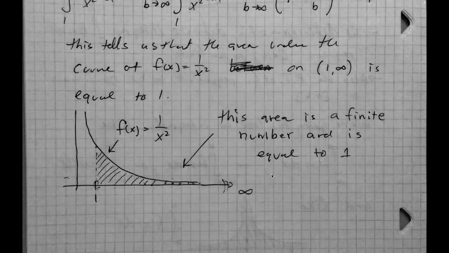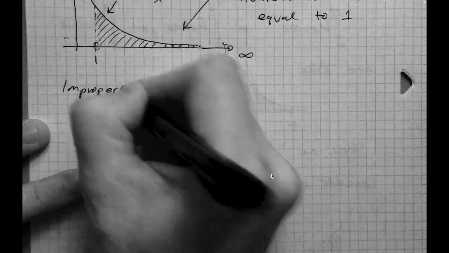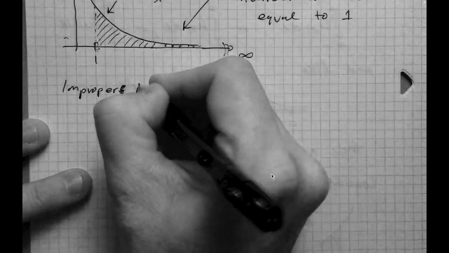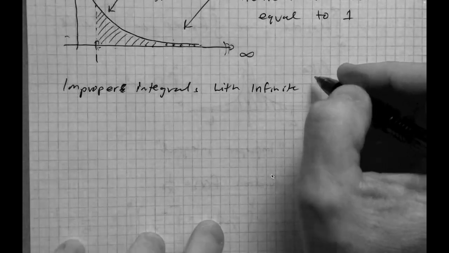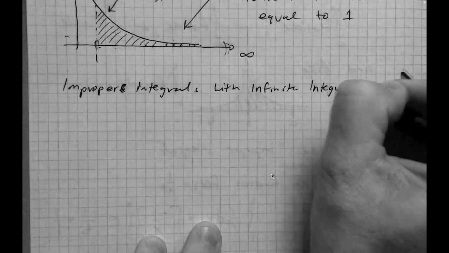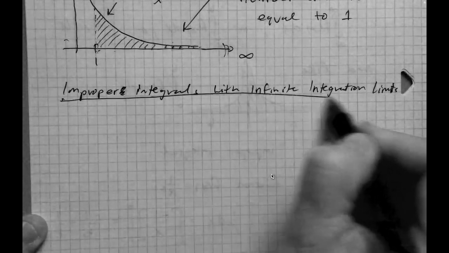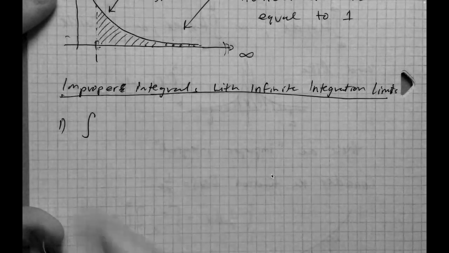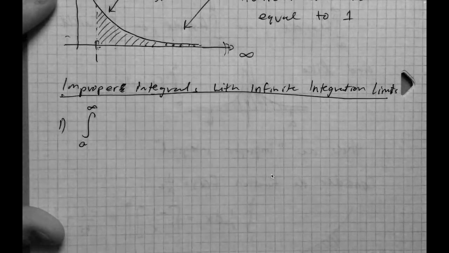Let's write down how to deal with improper integrals with infinite integration limits. There are really 3 scenarios that can occur. The first one is what we just looked at, where you've got some finite lower integration limit but an infinite upper integration limit.